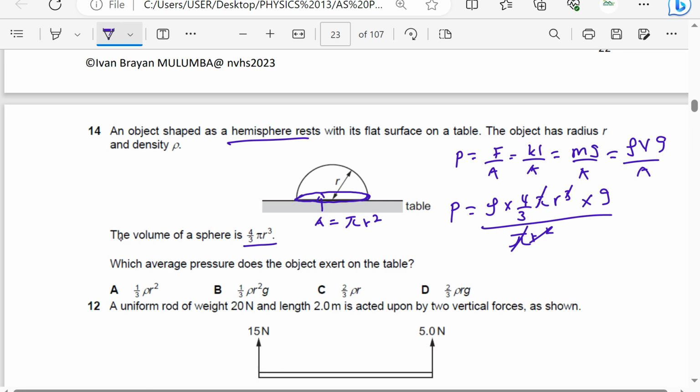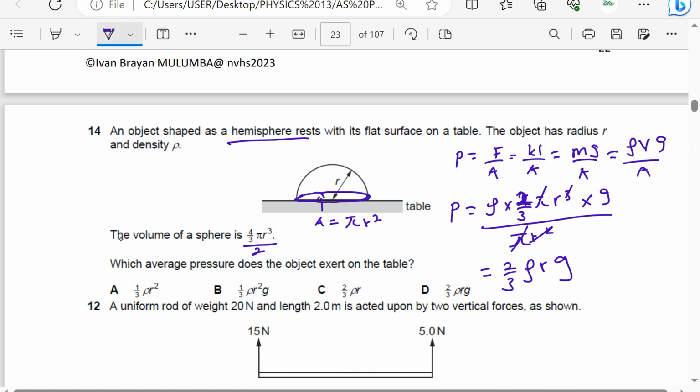The density is rho, the radius is r. No, this is a hemisphere, so the volume is half. So I'll divide this by 2. The volume of a sphere is that. For a hemisphere, it is divided by 2, so this is going to be 2 over 3, not 4 over 3. So this becomes 2 over 3 times density times r times g. Is that true? Okay, so that is true.